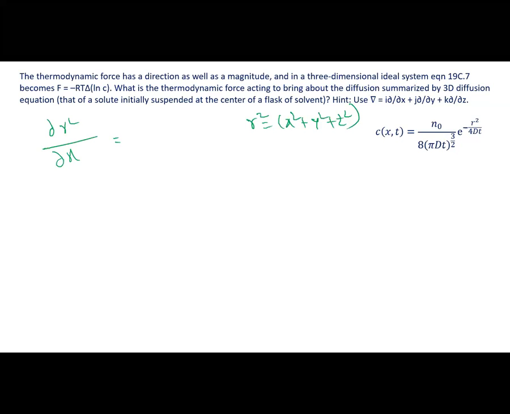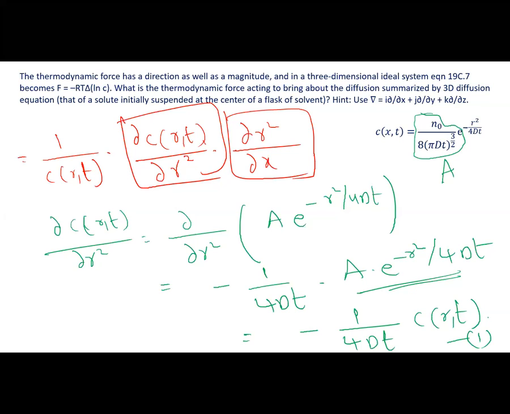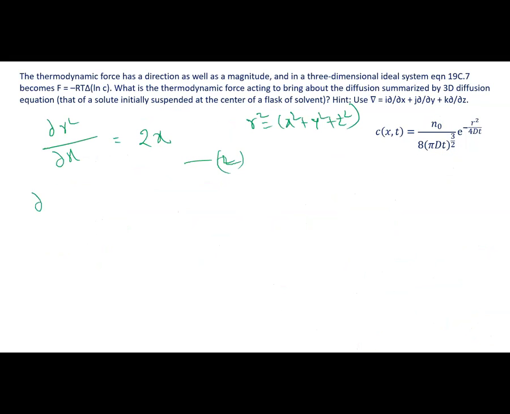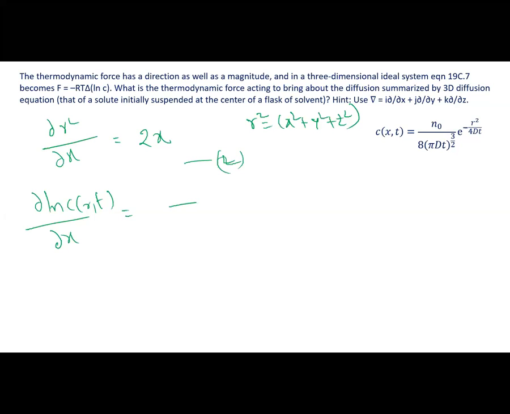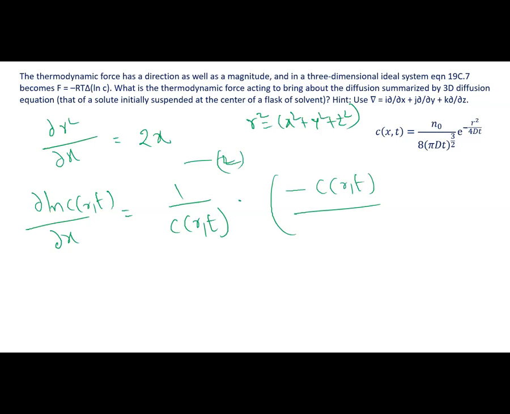Oh, sorry, this is r squared, which is the equivalent of the Pythagoras theorem that we solved in one of the problems. So the derivative of this equation is going to be 2x with respect to x. So again, let's call this 2 and substitute 1 and 2 in the initial equation, which is this one. So the ∂ln C_RT over ∂x is nothing but 1 over C_RT times minus C_RT over 4Dt times 2x.